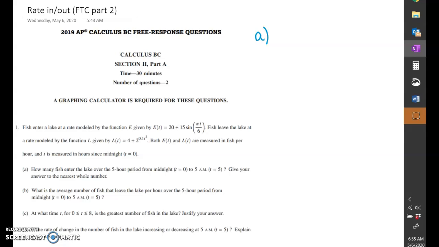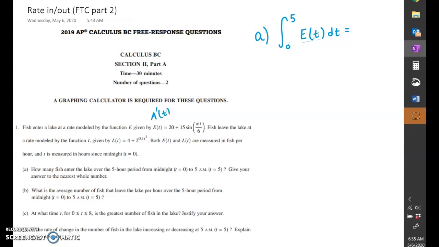So if I take the integral of a rate, we can think of this rate as the rate of change in fish over time. So if I take that integral of E of t, I'm going to get the number of fish at 5 minus the number of fish at 0.